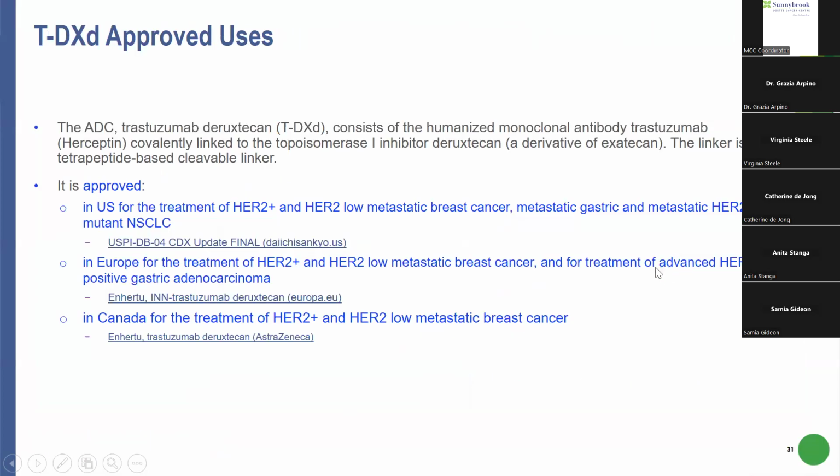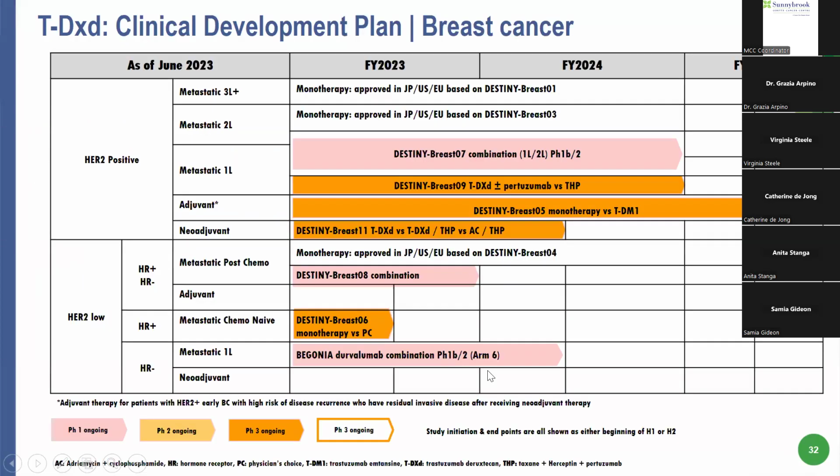It is a drug that we are currently using in our clinical practice, and we probably see it more and more in our daily activity. In the US it is approved for HER2 positive and HER2 low metastatic breast cancer, for metastatic gastric cancer and metastatic non-small cell lung cancer if HER2 mutated. In Europe it is approved for HER2 positive and HER2 low breast cancer and gastric cancer if HER2 positive. And in Canada here it is approved for HER2 positive and HER2 low metastatic breast cancer.